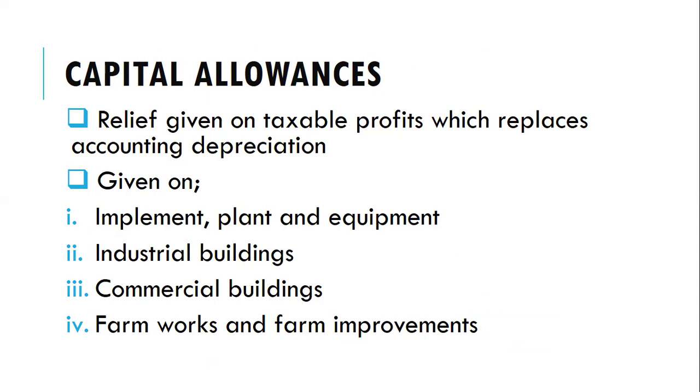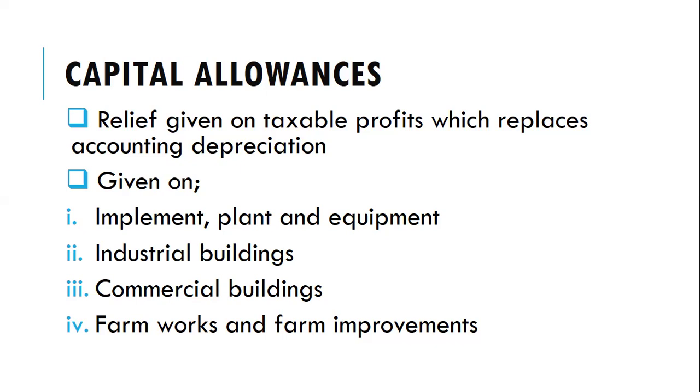So what are capital allowances? What you need to know is this. In financial accounting, financial reporting, advanced financial reporting, you come across what's called depreciation. This is where you're trying to write off the cost of an asset so that at the end of its useful life, the value is zero, right? So that you can write it off from your books.